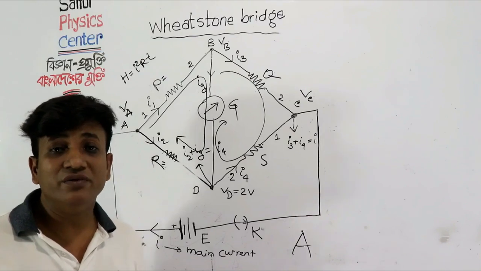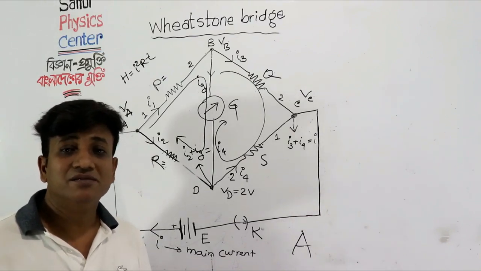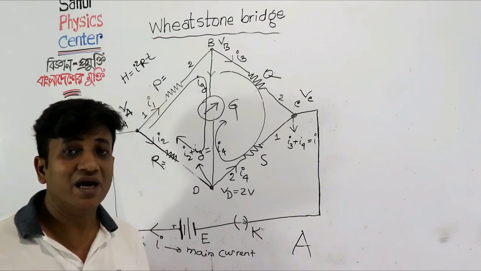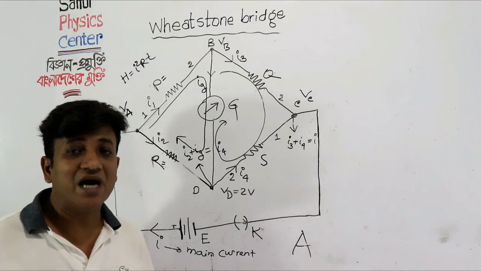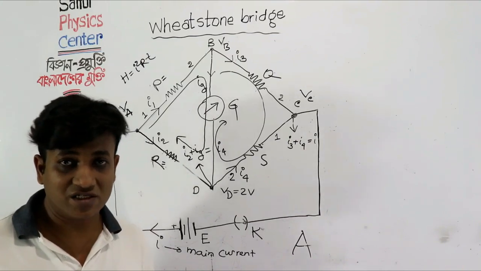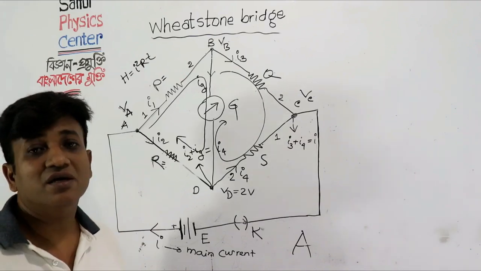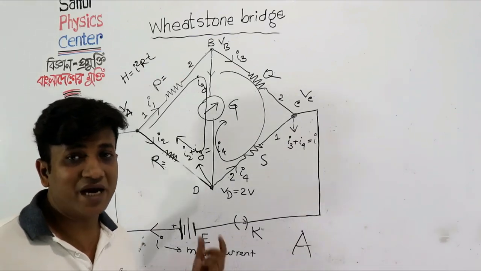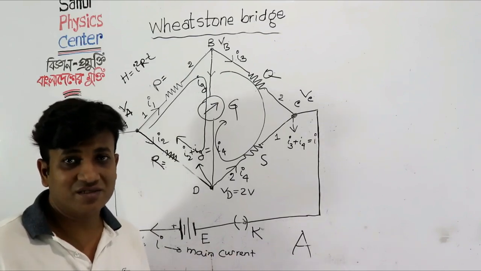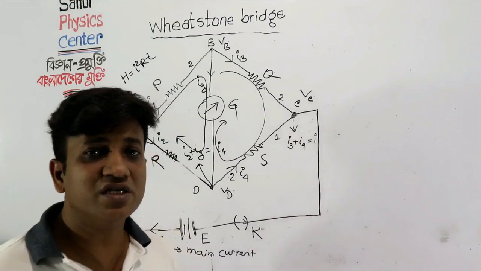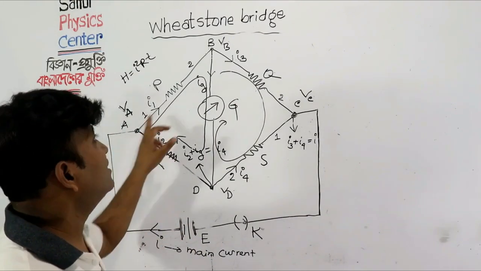And we will not be able to determine the null point. As a result, we cannot determine the unknown resistance of a conductor. Due to this problem, we don't use a high voltage battery in the circuit. Hope you got it.